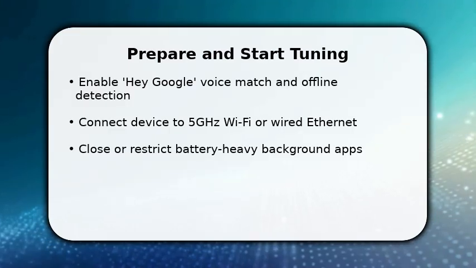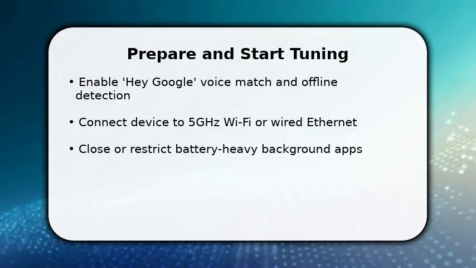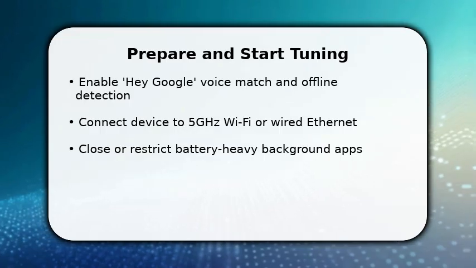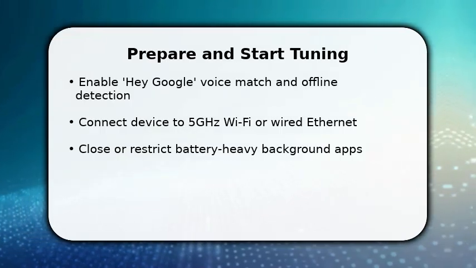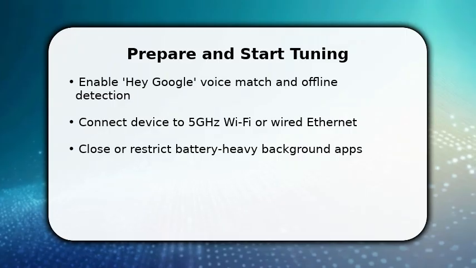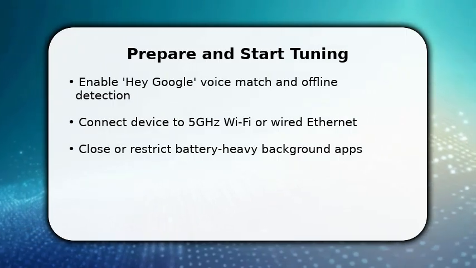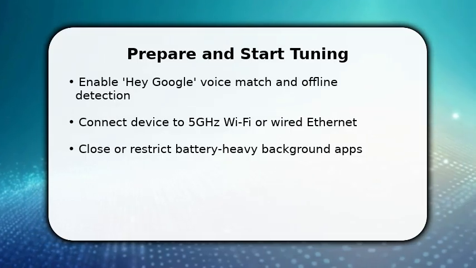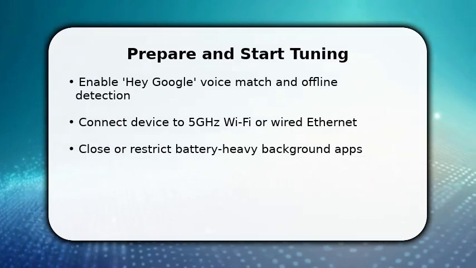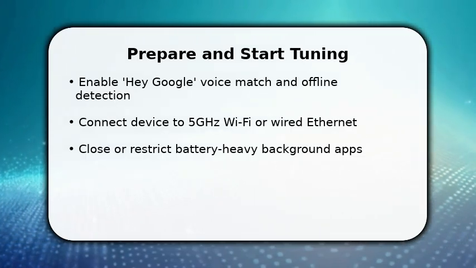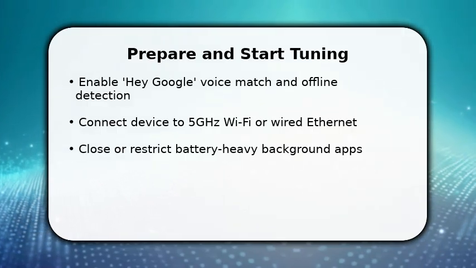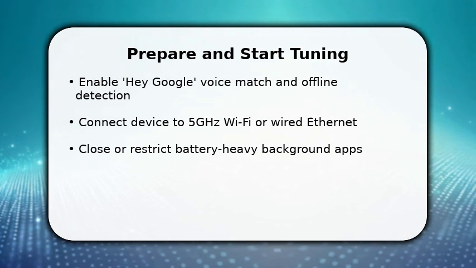You start by preparing the essentials. Enable voice match and any offline hot word detection so wake recognition happens locally. Once done, move the device to a stable 5 GHz Wi-Fi or wired Ethernet for lower latency. Next, close battery-heavy apps and disable background sync that competes for CPU and network. These actions reduce the time from wake word to response. You're removing delays before you even touch any assistant settings.